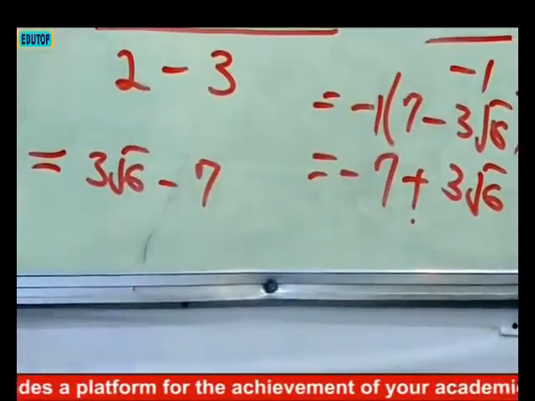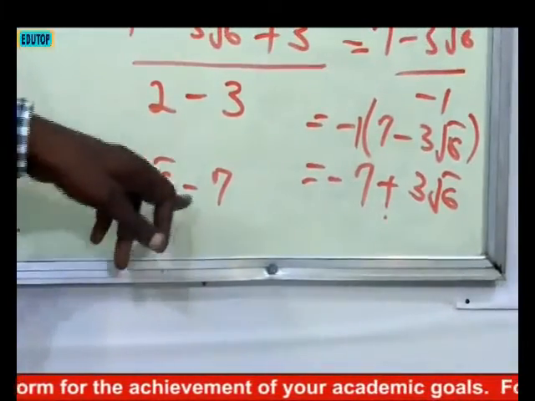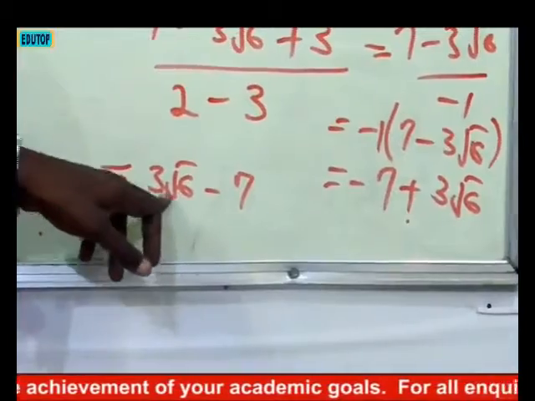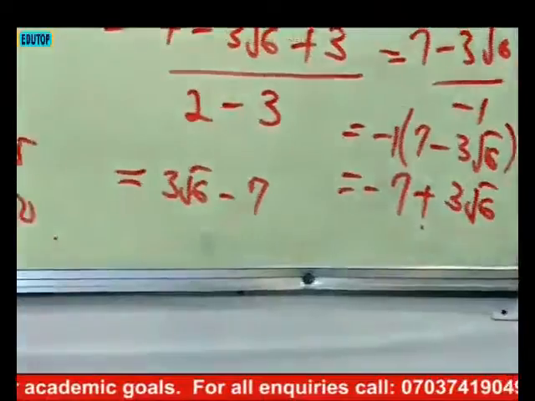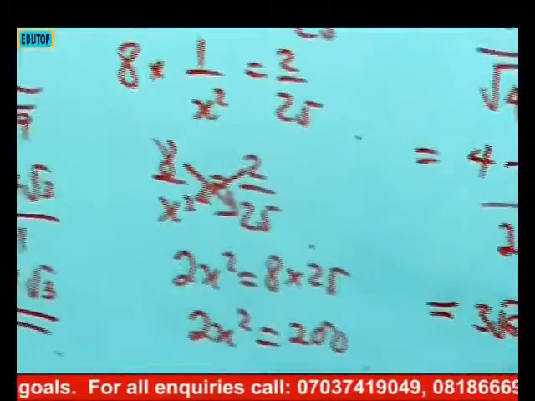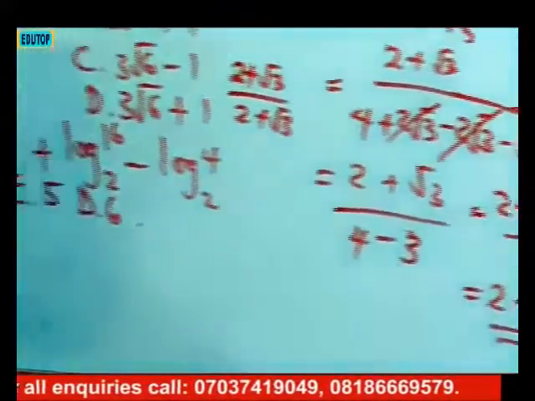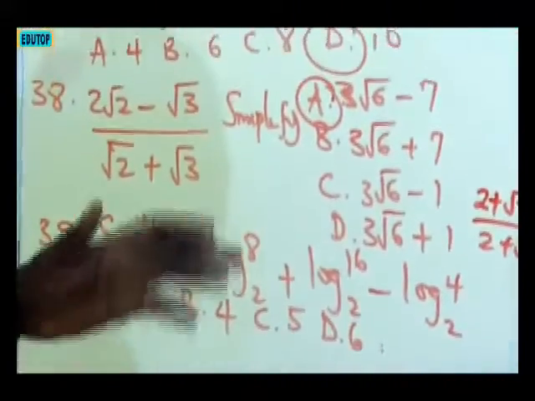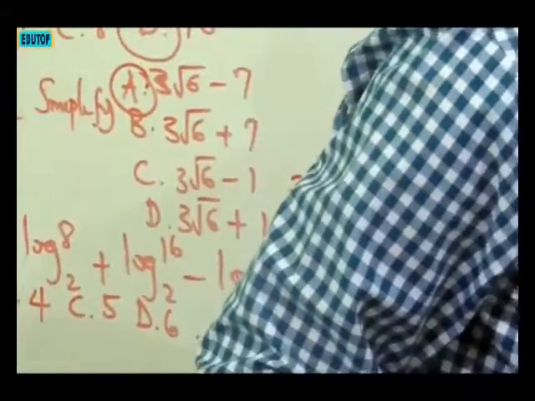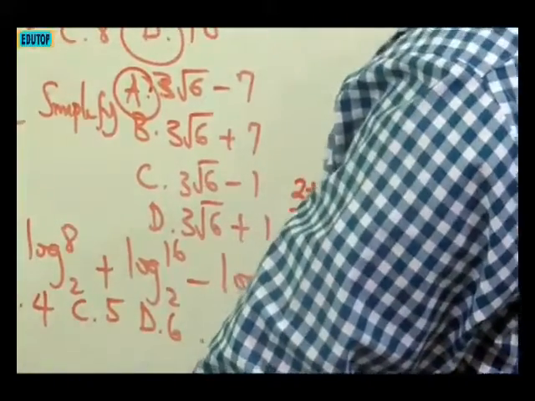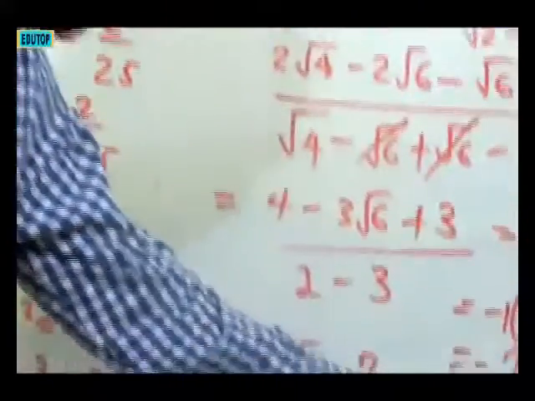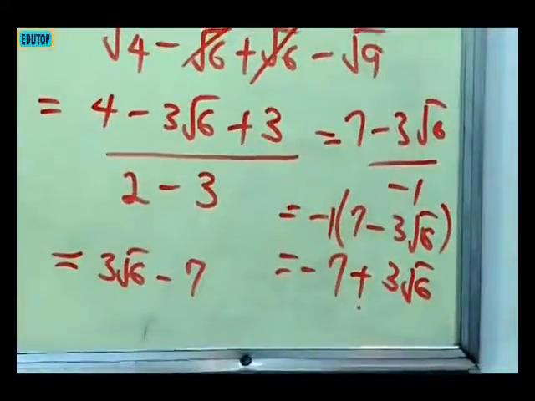When we go to our options now, let's see the one that will correlate to this. 3 root 6 minus 7. That will definitely be option A. And that is the answer. So it shows that at this point, we have to be extra careful, because by getting to this level, you have not gotten the answer. It takes somebody with a sound understanding of mathematics to know that this one can be transformed to this and eventually transformed to this, which will definitely suit A.